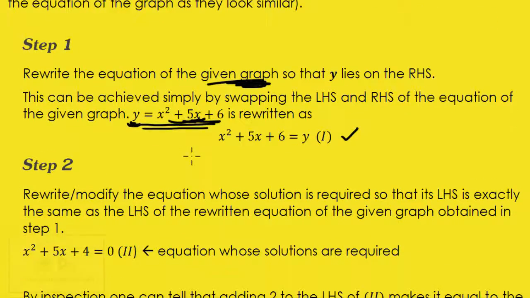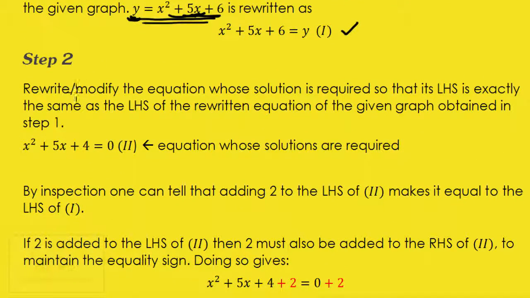So we're moving on to step 2. Step 2 says rewrite or modify, same thing, the equation whose solution is required. So we're trying to solve the equation x squared plus 5x plus 4 equals 0. Now rewrite or modify the equation so that its left hand side is exactly the same as the left hand side of the rewritten equation of the given graph. Basically, rewrite this equation so that its left hand side is the same as this left hand side here.